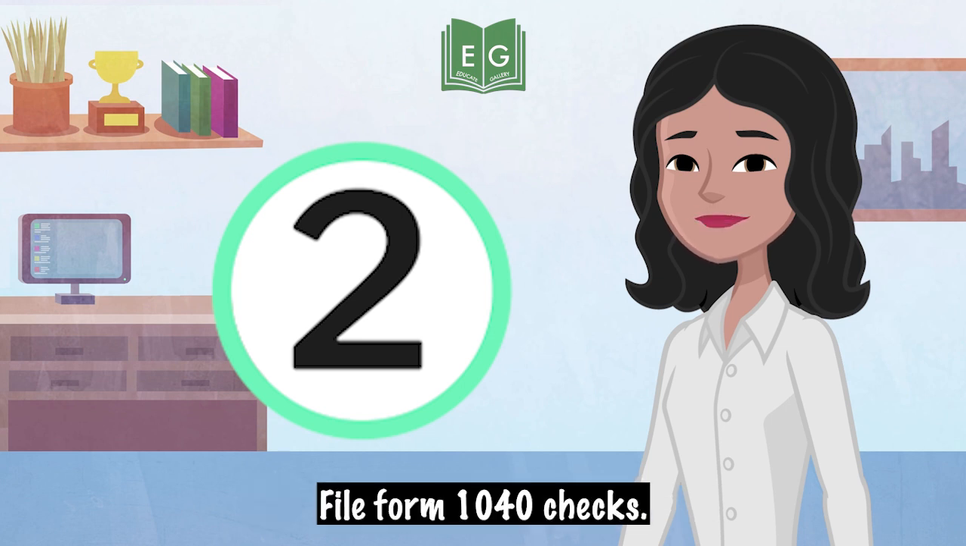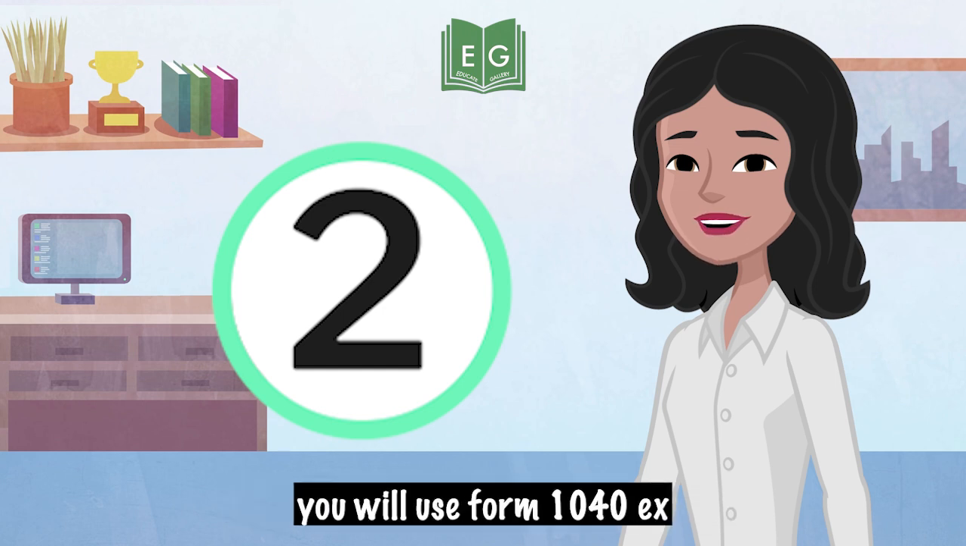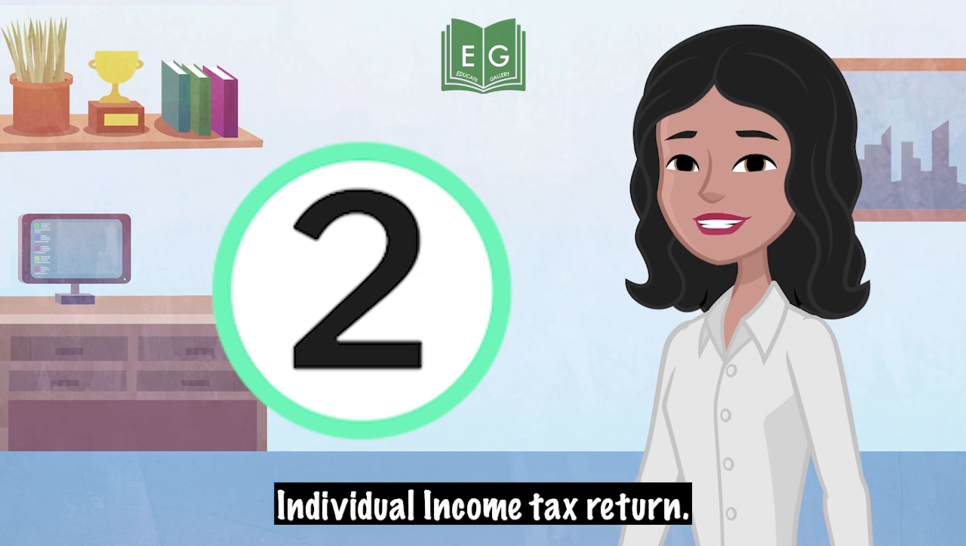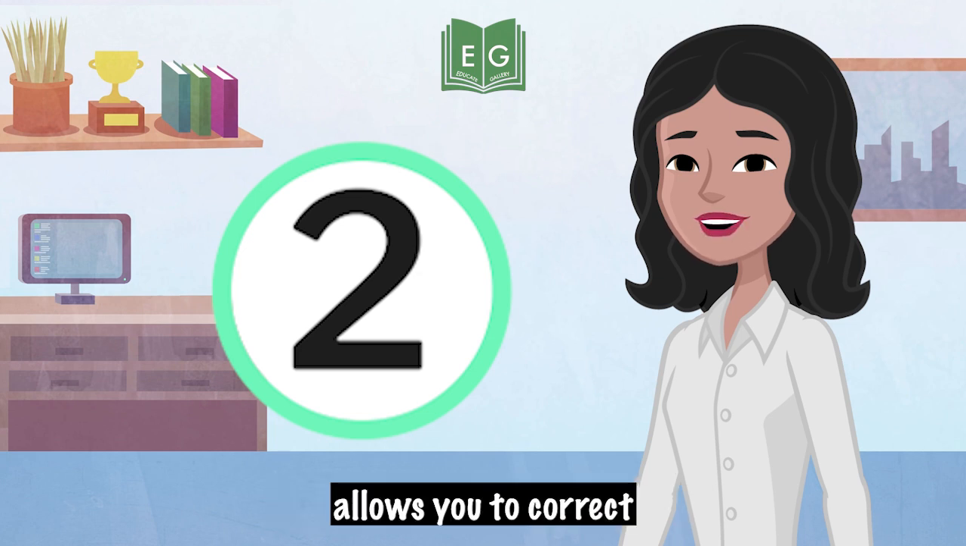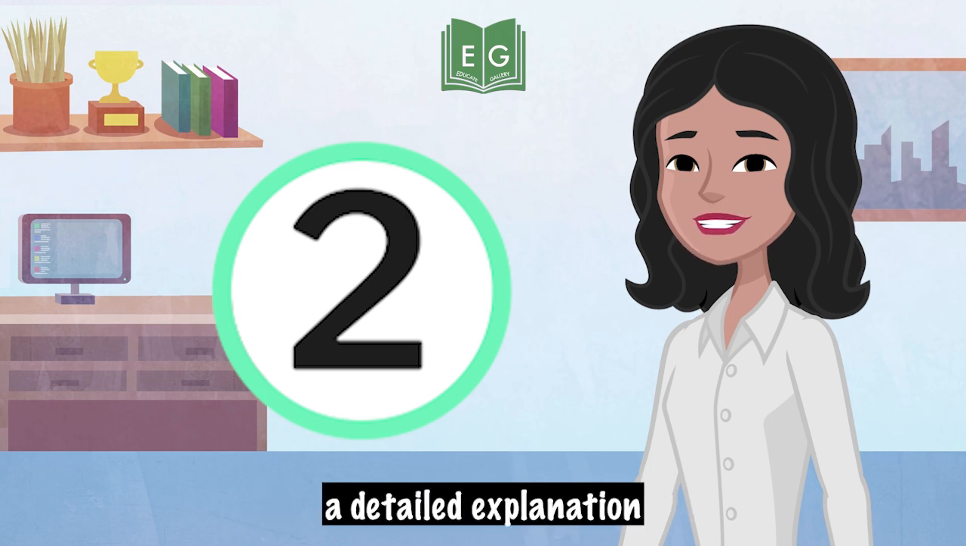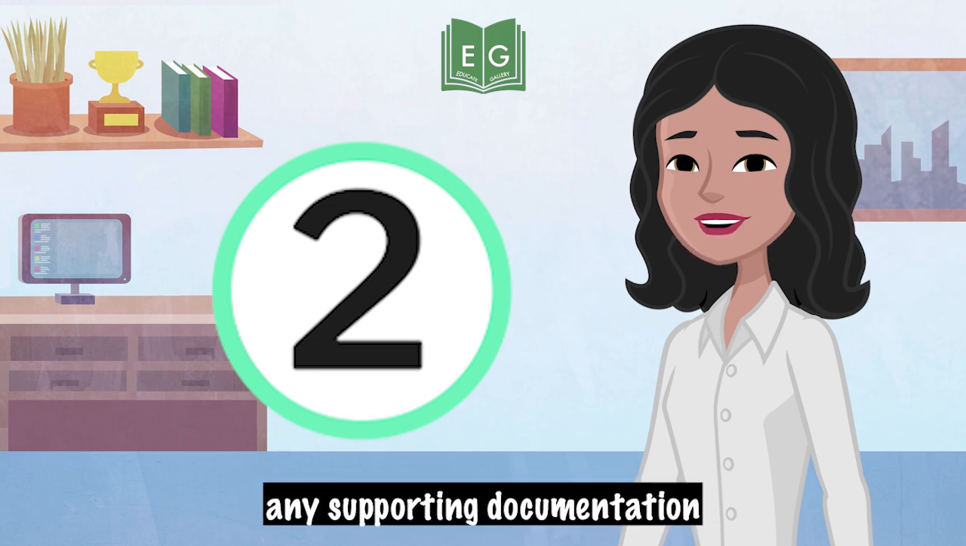File Form 1040X. If you need to amend the tax return, you will use Form 1040X, Amended U.S. Individual Income Tax Return. This form allows you to correct any errors, omissions, or misreported items on the original return. Provide an explanation. When filing an amended return, it is important to include a detailed explanation of the changes. Clearly state why the changes are being made and include any supporting documentation that validates the corrections.